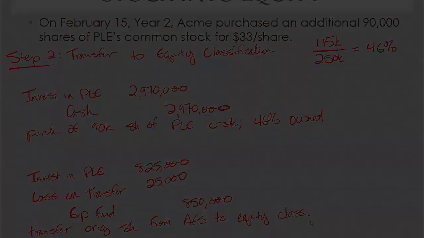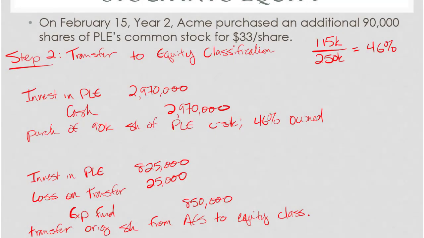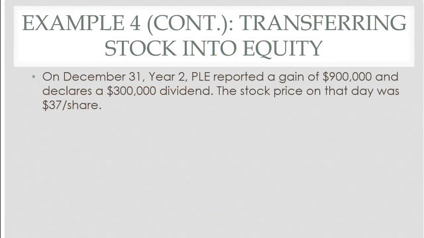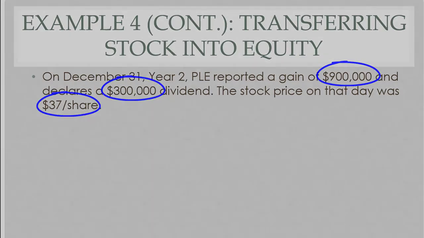And that's step 2. Step 3 is to do the normal entries for equity securities for the rest of the time we own it, or at least until we drop below that 20% threshold. So we need to do the journal entries for year 2, assuming that PLE reports a gain of $900,000 and a $300,000 dividend. Stock price on December 31st of year 2 is $37 a share. Please take a minute right now and do the 2 journal entries that are necessary to account for these 3 numbers for an equity security.